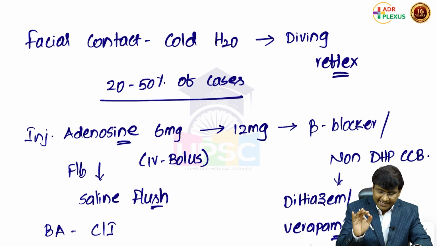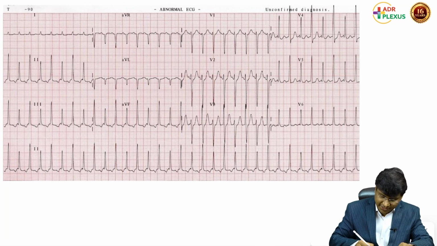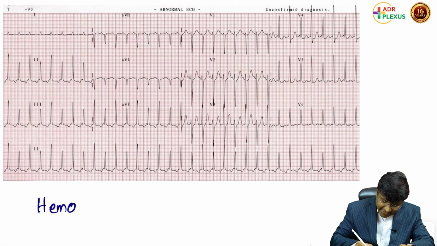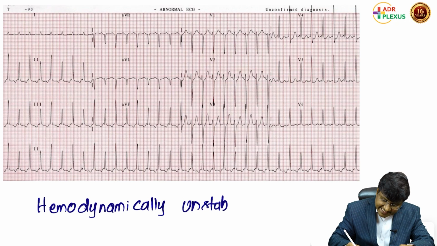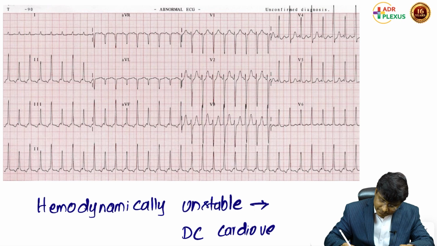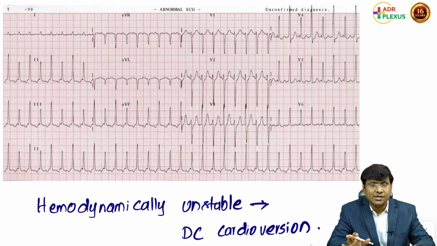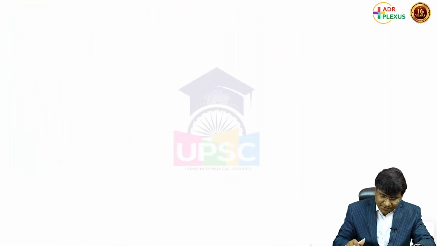So this is about when the patient has PSVT. And always remember, if the individual with PSVT is hemodynamically unstable, then in such a case you need to do a DC cardioversion. DC cardioversion will revert this paroxysmal supraventricular tachycardia. Then you take the other options.